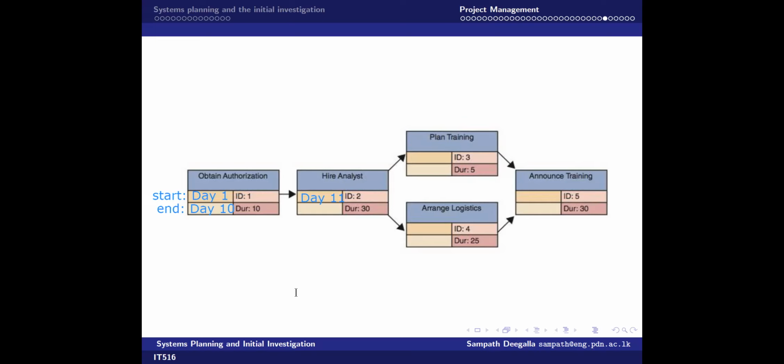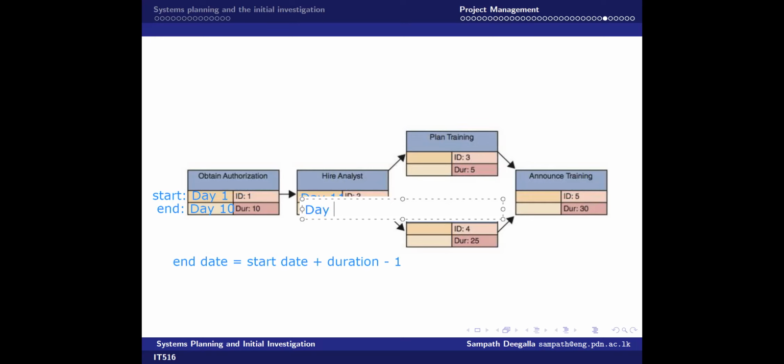Simply one of the things that you can do is take the start date plus duration, right? And when you subtract 1, you will get the end date. See whether you can understand this one. For example, here start date is 1, duration is 10, 1 plus 10 is 11, subtract 1, the end day is 10. So this one, you start with 11, duration is 30, that means 41, subtract 1. So you should end with day number 40.